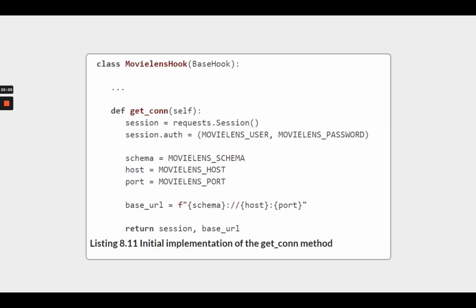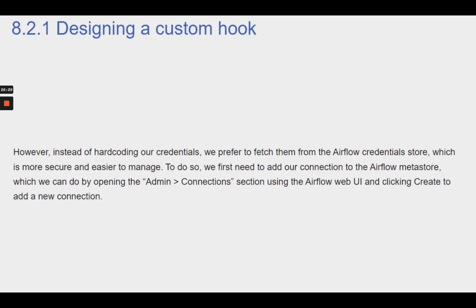Most Airflow hooks are expected to define a get_conn method, which is responsible for setting up a connection to an external system. In our case, this means that we can reuse most of our previously defined _get_session function, which already provides us with a pre-configured session for the movie API. That means a naive implementation of get_conn could look something like this.